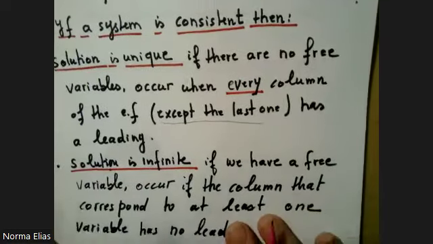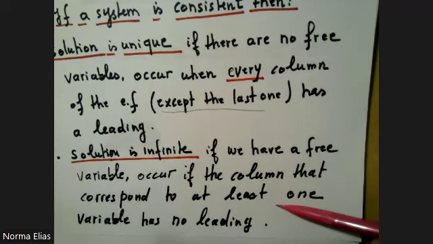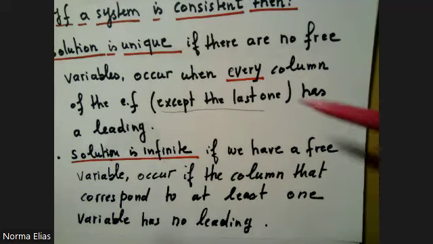Now, the solution is infinite if we have a free variable. This will occur if the column that corresponds to at least one variable has no leading entry. So we have infinitely many solutions if the column that corresponds to at least one variable has no leading entry, in case we have consistency. If we have inconsistency, we're done. So if the system is consistent and infinite, we require a free variable. It means no leading entry in one of the columns of the variables. Consistent and unique: every column should have a leading entry.